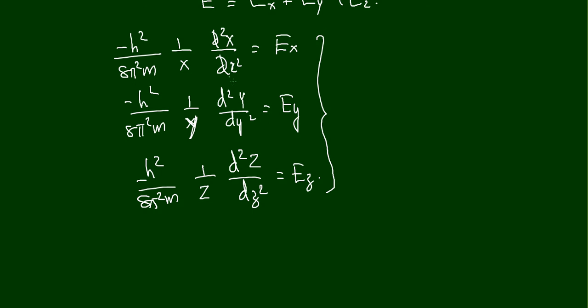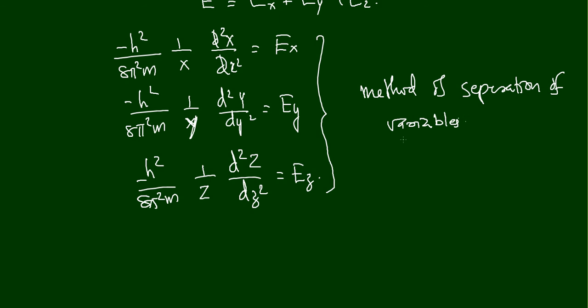So we got three equations, and you can check these three equations. The first equation depends only on x, the second equation on y, and the third equation on z. So we have three separate equations of each single variable. So now we have applied the method of separation of variables, method of separation of variables.